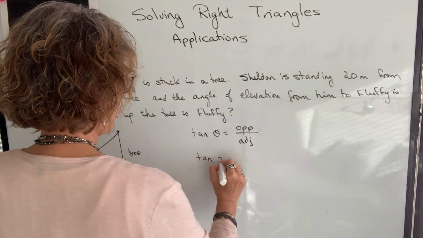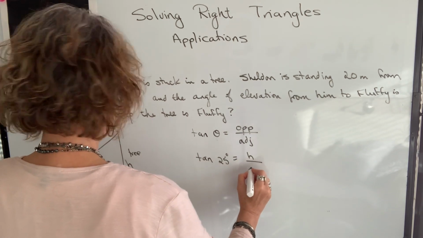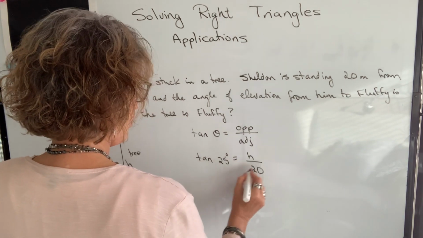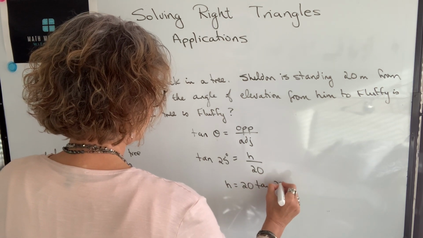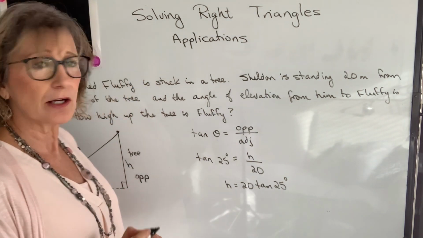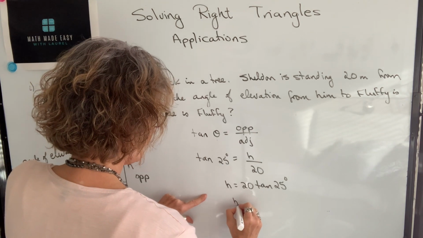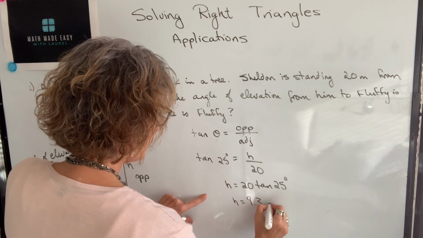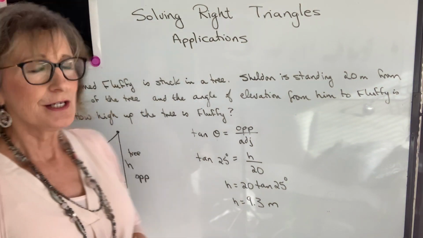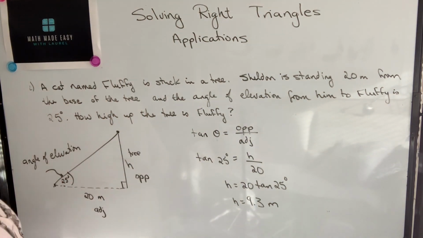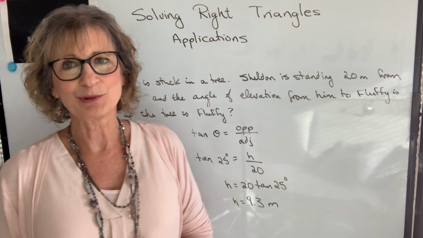So we plug in what we know. The tangent of 25 degrees will equal the opposite, which is h. We don't know that. The adjacent is 20. To solve for h, I multiply both sides by 20. And then in order to calculate that, I plug it into my calculator, and you should get a value of 9.3 meters. So that's how high the cat is in the tree from Sheldon's eyes.